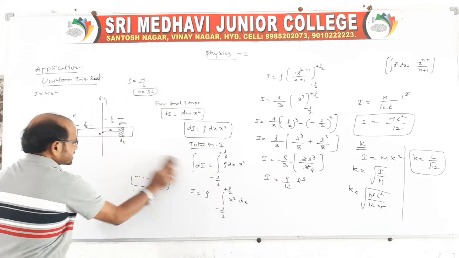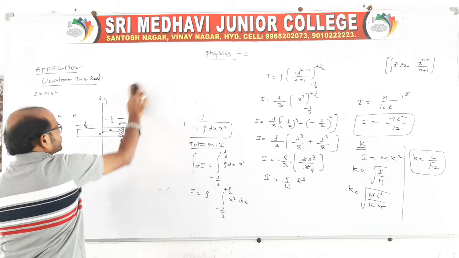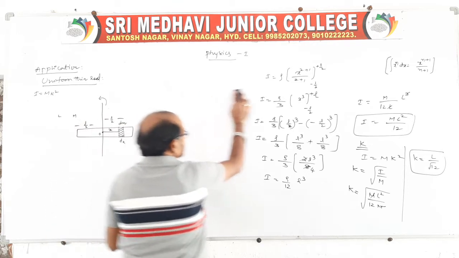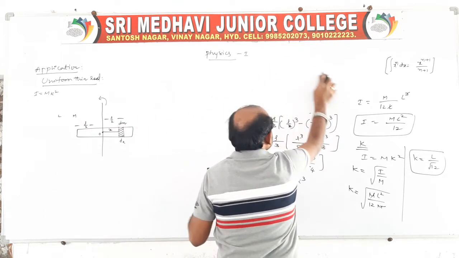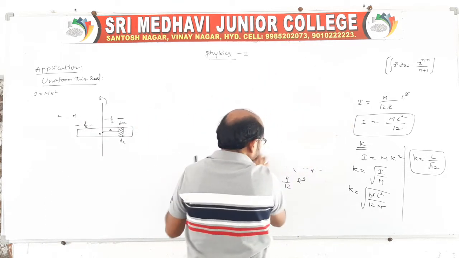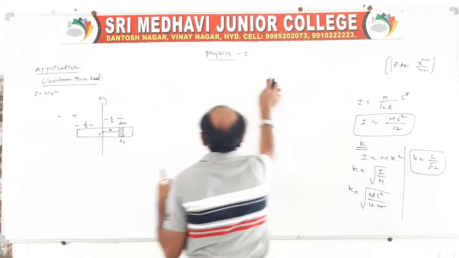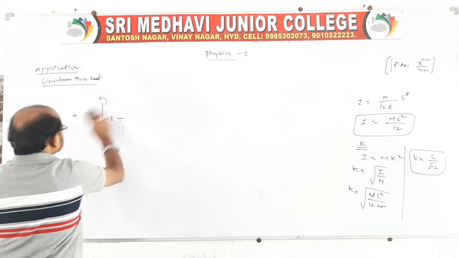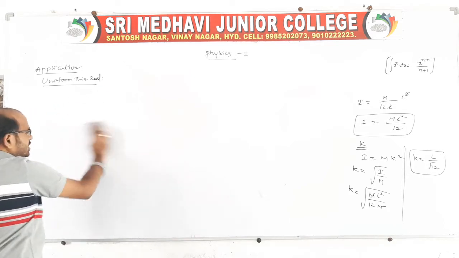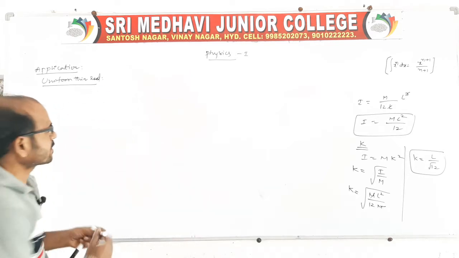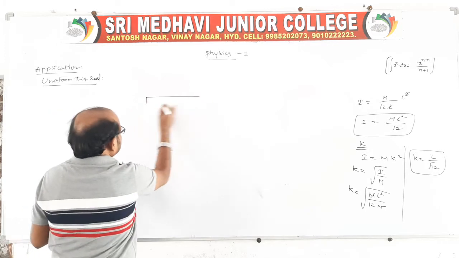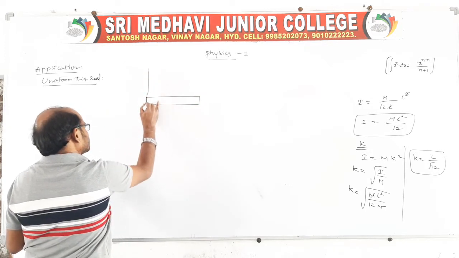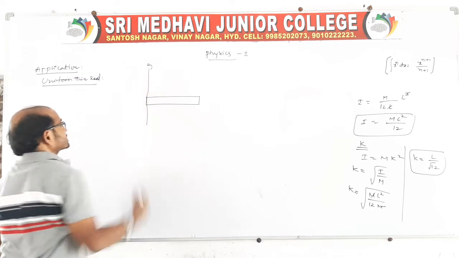Now let us go for the second case. In the case of a uniform thin rod, the axis of rotation now passes through one end and perpendicular to its length. Say case 2 now: moment of inertia about an axis passing through one end and perpendicular to its length. Now it is asking about this axis.